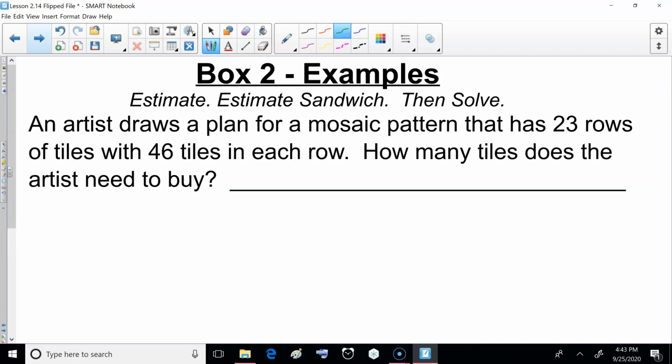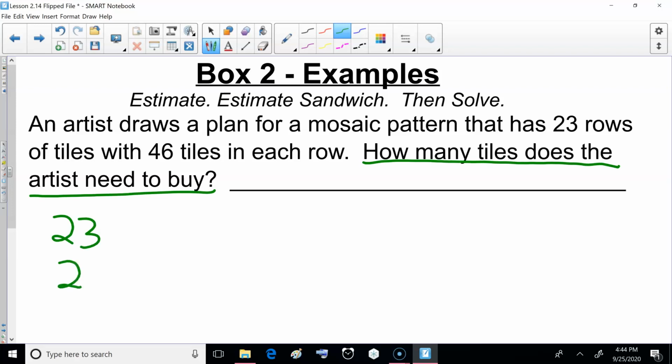So, since it's a word problem: an artist draws a plan for a mosaic pattern that has 23 rows of tiles with 46 tiles in each row. How many tiles does the artist need to buy? So I'm going to estimate. If I do 23, I'm going to estimate that.